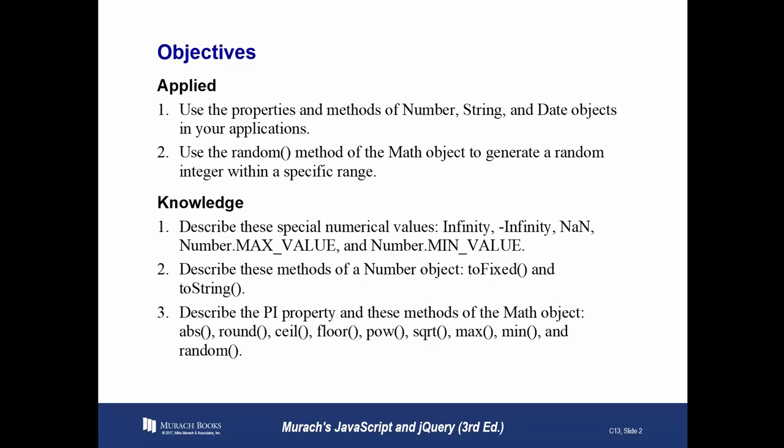Describe the special numerical values infinity, negative infinity, NaN, which is short for not a number, Number.MAX_VALUE, and Number.MIN_VALUE. Describe how to use the toFixed and toString methods of a number object. Describe the PI property and how to use the math object methods abs for absolute value, round, ceil to round up, floor to round down, pow for exponentiation, sqrt for square root, max, min, and random.